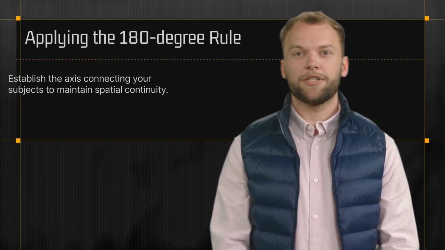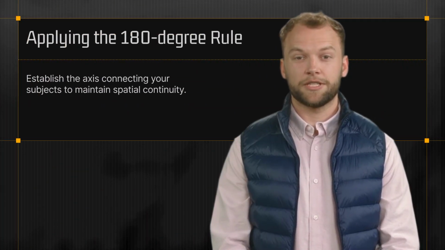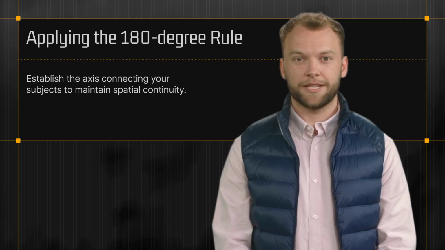To apply the 180-degree rule, first establish the line or axis that connects your subjects. This line determines the space within which your camera can move without breaking the rule. Next, choose one side of the line to place your camera. All camera angles should remain on this side to maintain consistency and keep the audience oriented.